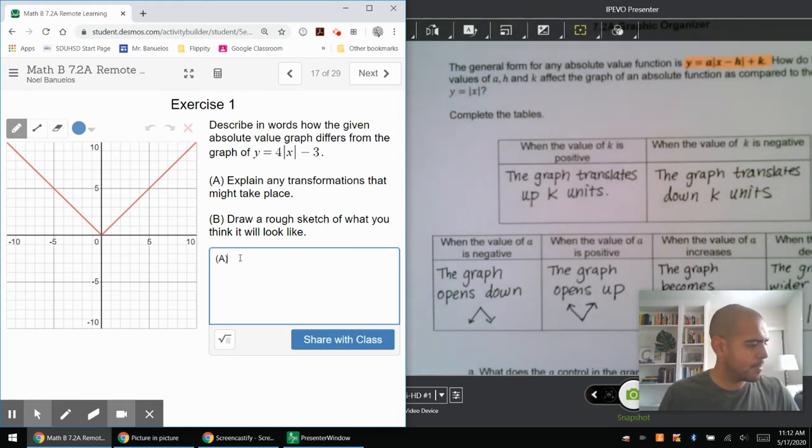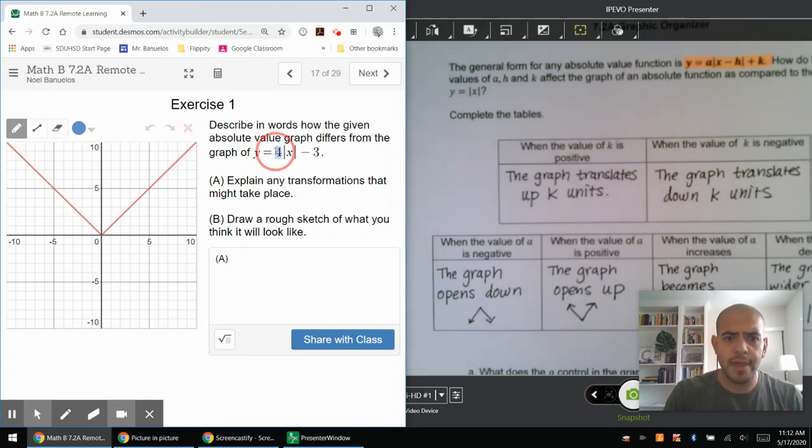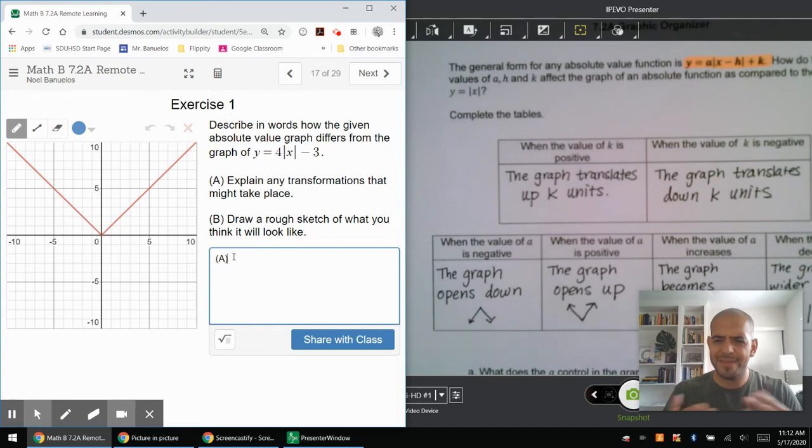For A, here's 4. See that? Now remember, we're multiplying that. That's the A value. So what happens when A increases? It becomes narrow. And then it's -3. Now it's not inside the absolute value symbols, it's outside, so that's your K value. So it shifts down 3 units. So what does that look like? I'm drawing a graph that is narrow and shifted down 3 units.